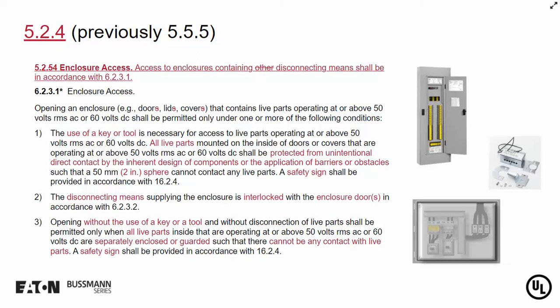And last, I'd like to talk about enclosure access in 5.2.4. I'm waiting for my screen to refresh here. Okay, so in 5.2.4, we cover enclosure access. And it really is enclosure access for enclosures containing disconnecting means. And again, just like with the machine supply circuit disconnecting means, we have to comply with 6.2.3.1.